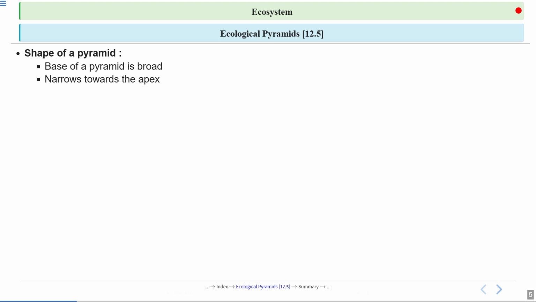So why is it narrowing down? The ecological pyramid narrows toward the apex because the amount of energy is decreasing at each step and not much energy is left to support a large population.